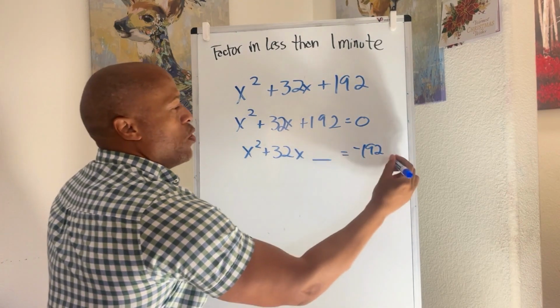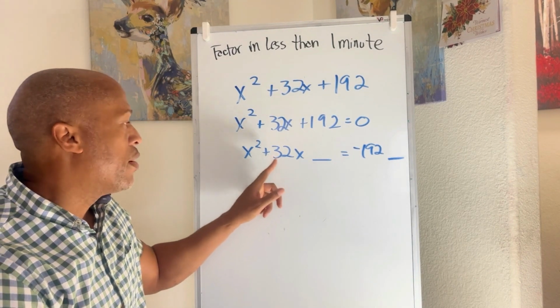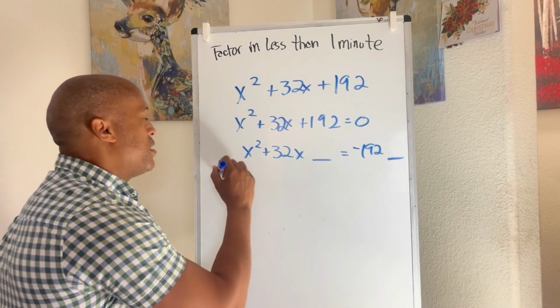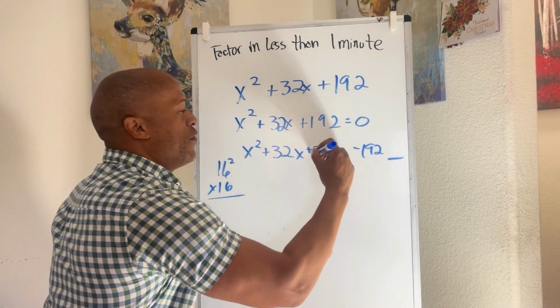So now I'm going to go ahead and add something to both sides. I'll take half of the 32 and square it. Half of 32 is 16. 16 squared, or 16 times 16, is going to give me 256.